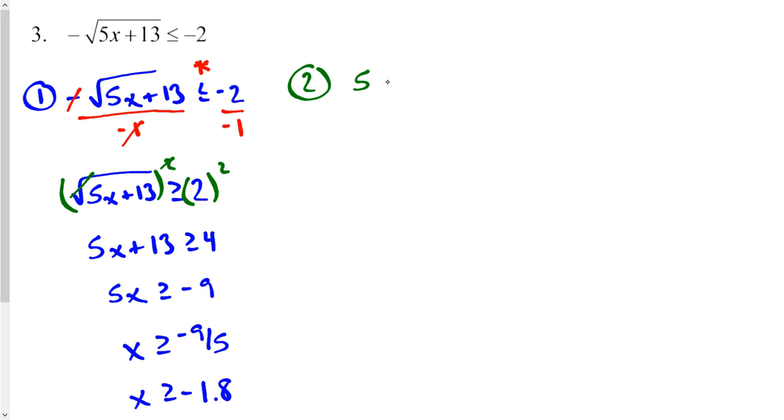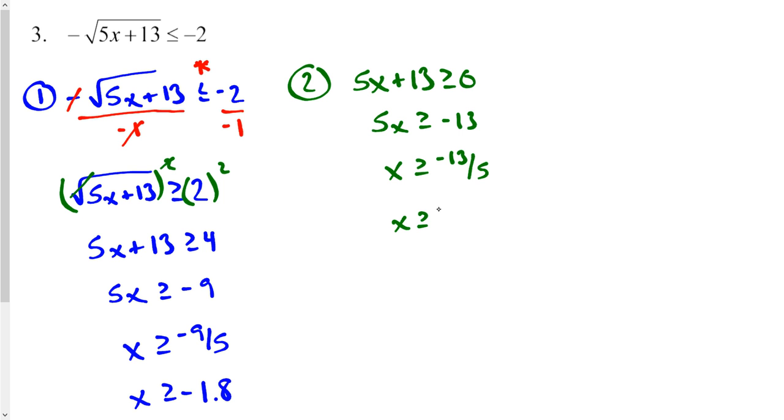All right, but then we've got part 2, where we need to make sure that we're only dealing with real numbers. So what's inside the radical, that 5x plus 13, has to be greater than or equal to 0, right? So 5x has to be greater than or equal to negative 13. So x has to be greater than or equal to negative 13/5. So if you wanted to put that in decimal form, you would say x is greater than or equal to negative 2.6. All right, so we've got our conditions determined.